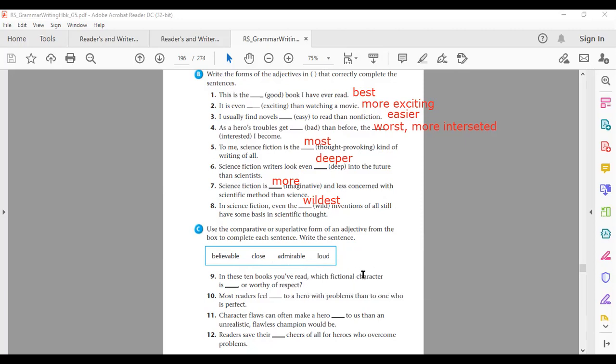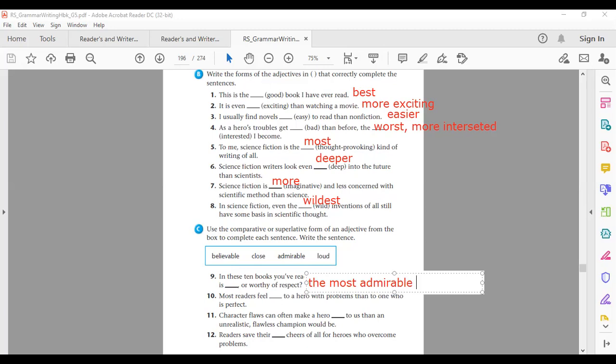But I want to make it a comparative or superlative adjective. What do you think I should put? Worthy? In these 10 books you have read, which fictional character is or worthy of respect? You chose admirable, correct. But what should I put: the more admirable, the most admirable, admirable, or admirabest? The most. So I have to put the most admirable. Very good, Mariana. Thank you so much for saving the day.